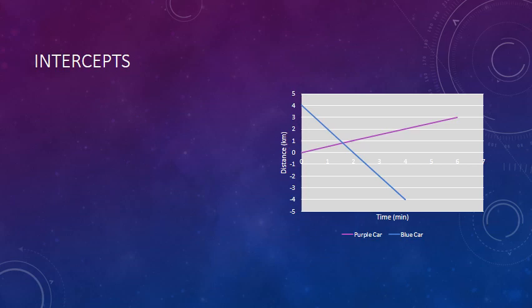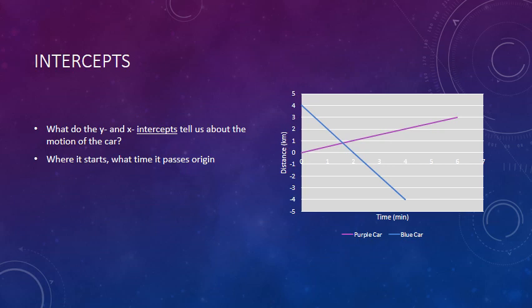The last part of this graph that we're going to be looking at is the intercept. So what do the y and x intercepts tell us about the motion of the car? So at some point we have decided what 0 distance is, and we call it the origin. The purple car is moving forward or away from the origin in a positive direction. The blue car is a little bit different. The blue car is starting already at 4 kilometers away from our origin and moving back towards the origin. So the blue car is moving from 4 kilometers away towards 0.